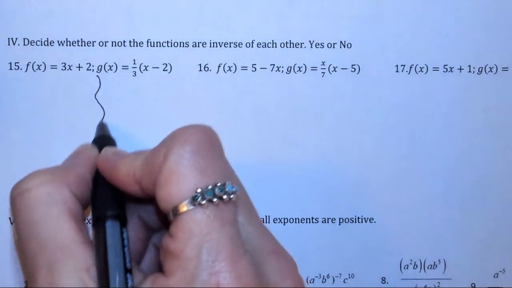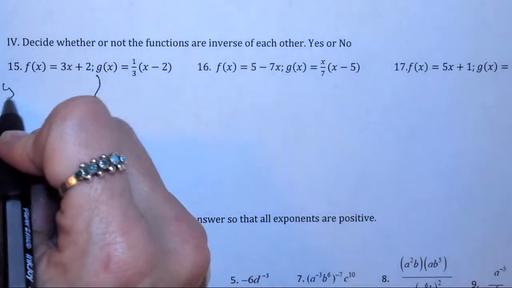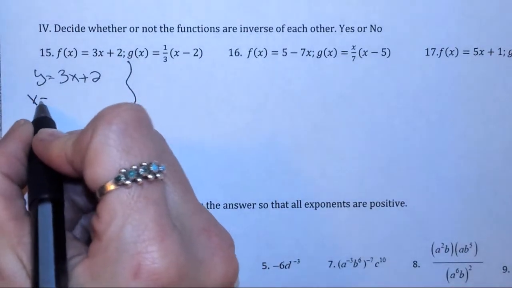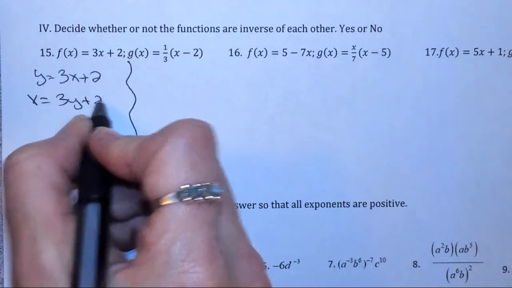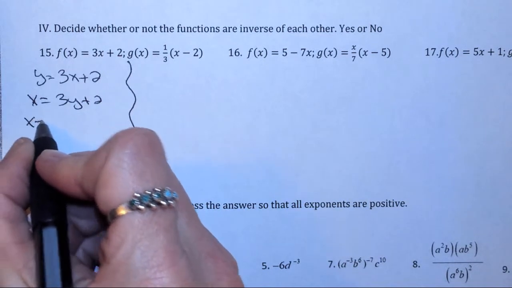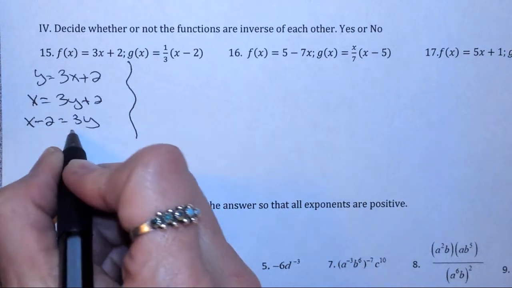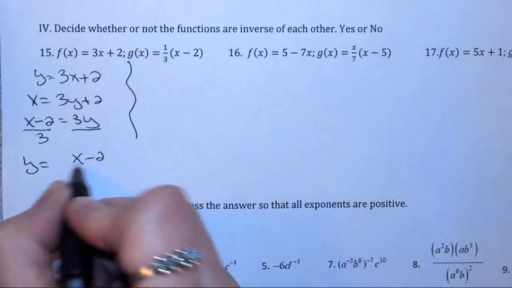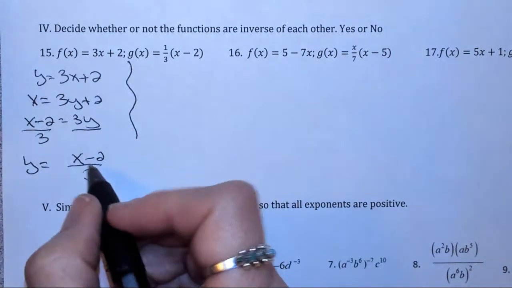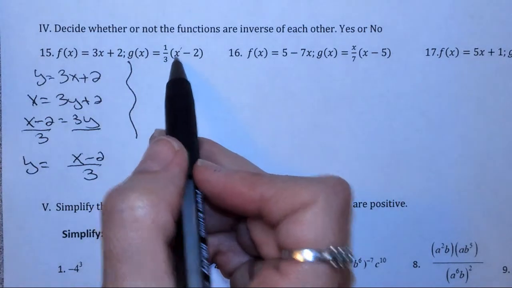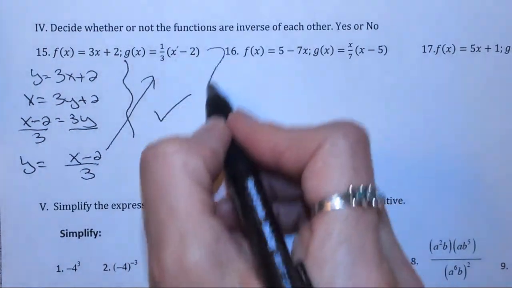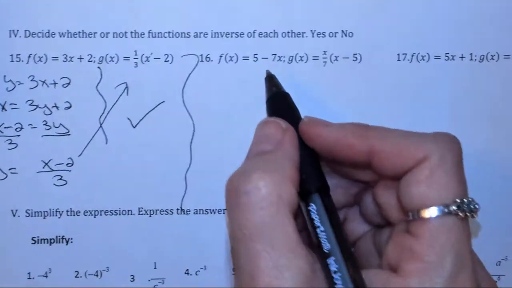So all I'm going to go do is I'm going to come over here and say y equals 3x plus 2. I'm going to solve for the inverse. So I'm going to subtract 2, and then I'm going to divide by 3. So I have y equals x minus 2 over 3. Well, dividing by 3 is the same as multiplying by 1/3, so it actually matches. So those are inverses.